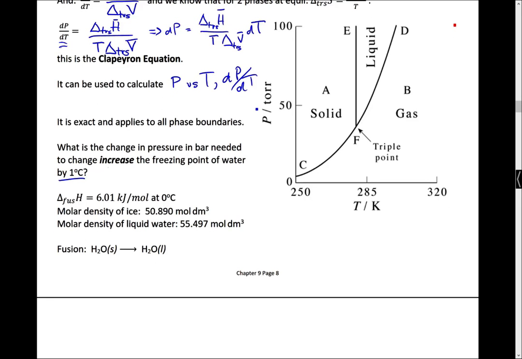All right, so the information that we have: the ΔH, that's good. That's what we need, right? We have molar densities. Well, we don't have molar volumes. What can I do to a molar density to get it to a molar volume? Reciprocal, right? So this turns out to be 0.019, I think it's 1965.